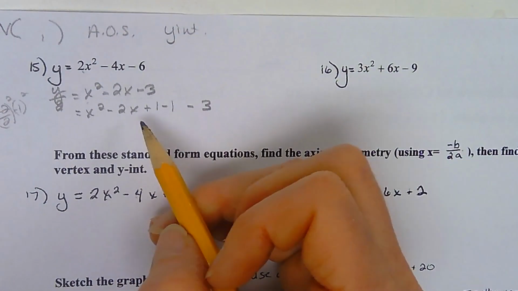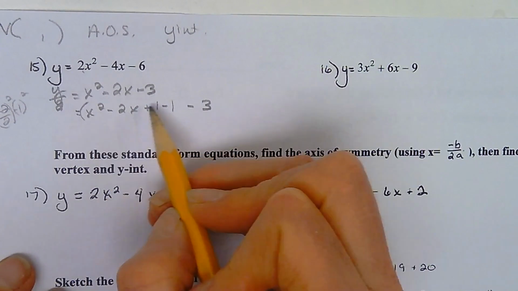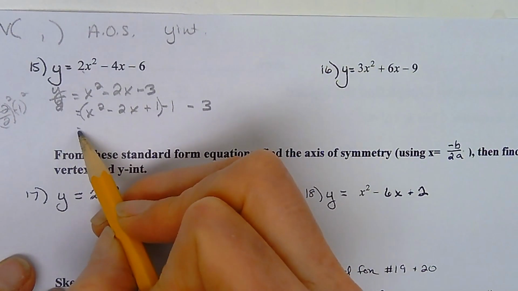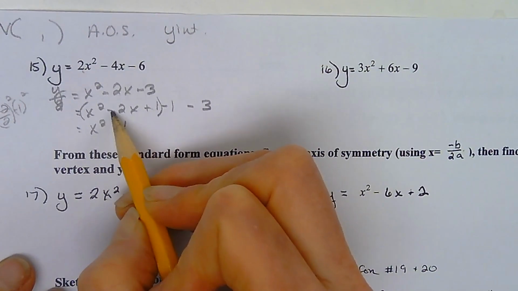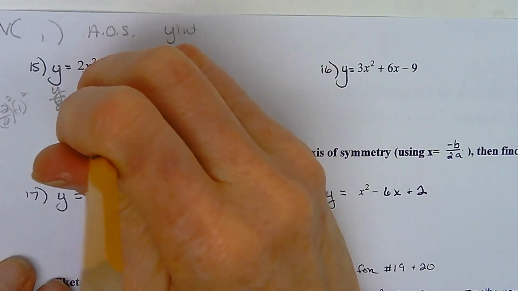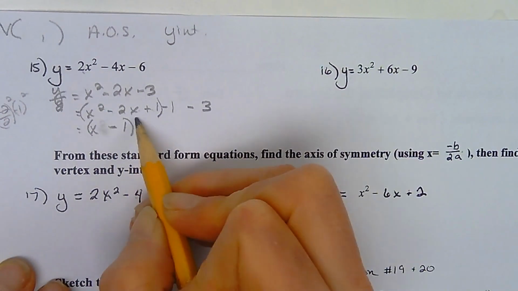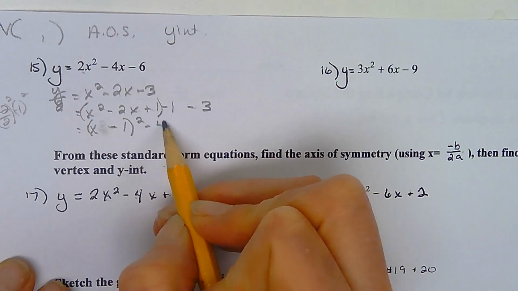Half of negative 2 is negative 1, squared is 1. Now I can factor this perfect square trinomial that I made by adding 1. The square root of x squared is x. The square root of 1 is 1. And I have a minus in here, so I'm going to need a minus here. Oops, it should be x minus 1, and I'm going to square that. And on the outside, I have minus 4.